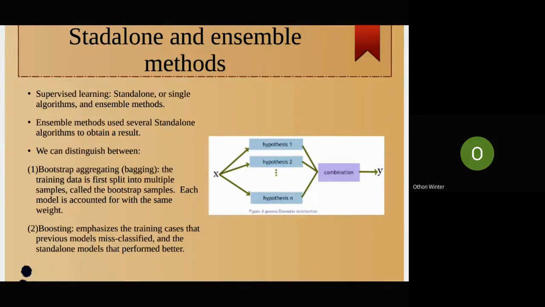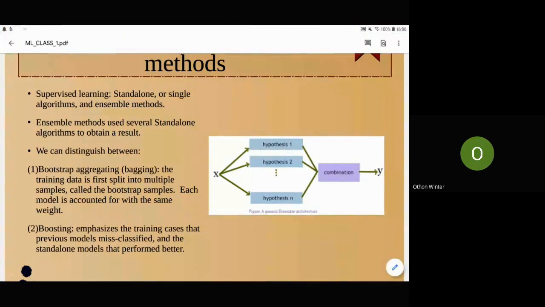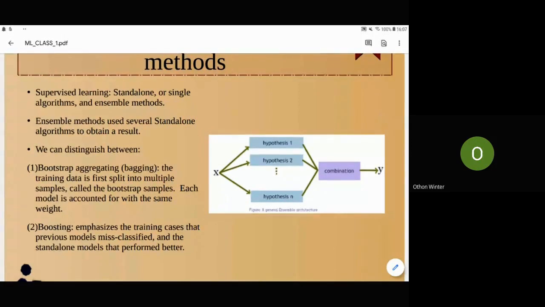So you can distinguish between bootstrap aggregating, also called bagging, where the training data is split into multiple samples called bootstrap samples. Each model is counted with the same weight. So you divide the training data into several samples, you train the models on these different samples, and then you take an average, or for problems of classification, a vote of the result of each single model.